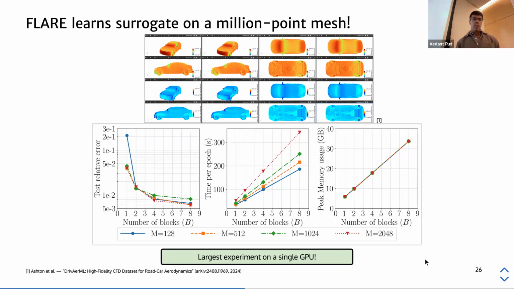In the plots down below, we have the number of blocks on the x-axis for all the plots, as in how deep the model is. And the y-axis has test relative error, the time per epoch, and the peak memory usage from left to right. As we can see, for all different values of m, which is the number of latents or the rank, we see a consistent improvement in accuracy with the depth of the model, which is exactly as expected.